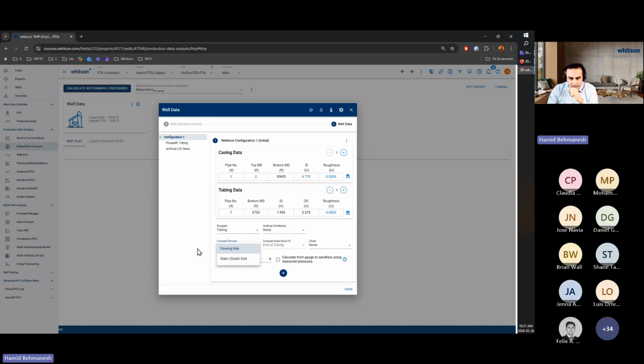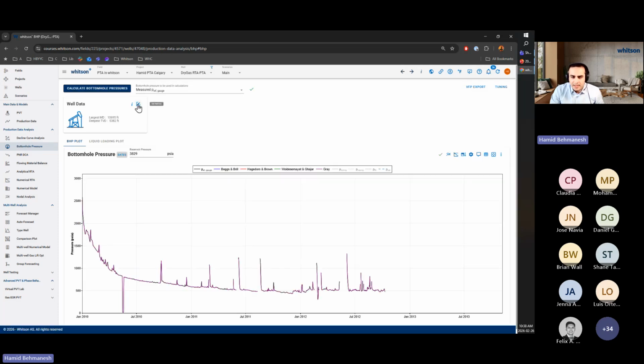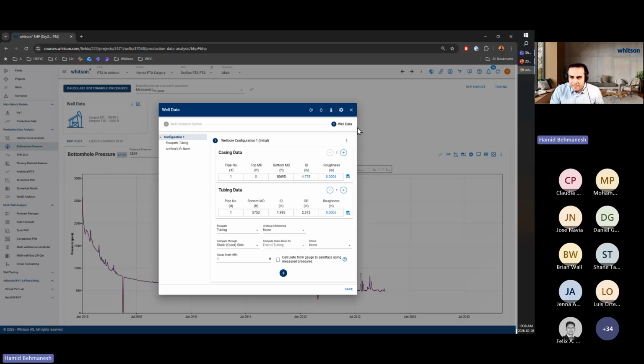For my preference, definitely I'm going to use the static quiet side. Why? Simply because comparing the tubing and casing is going to give me a lot of information on whether liquid loading is happening in the wellbore or not. So let's click on this one, select the static side, click on save, and then click on calculate bottom hole pressure.